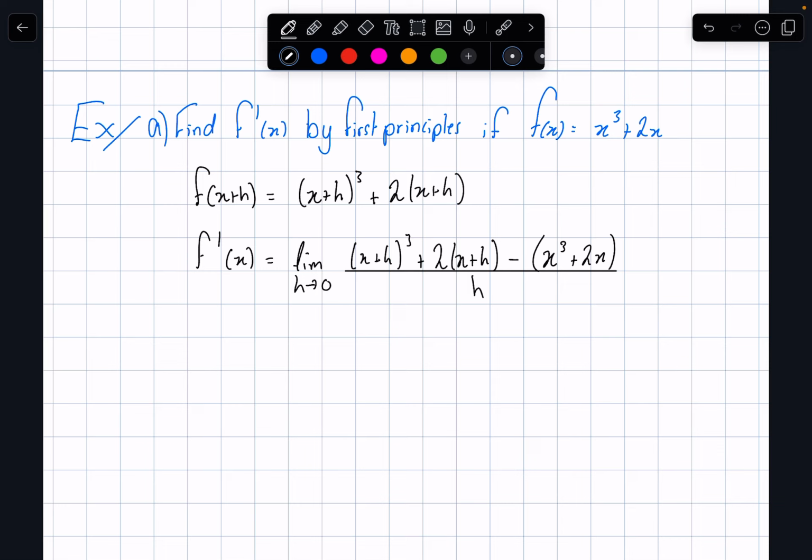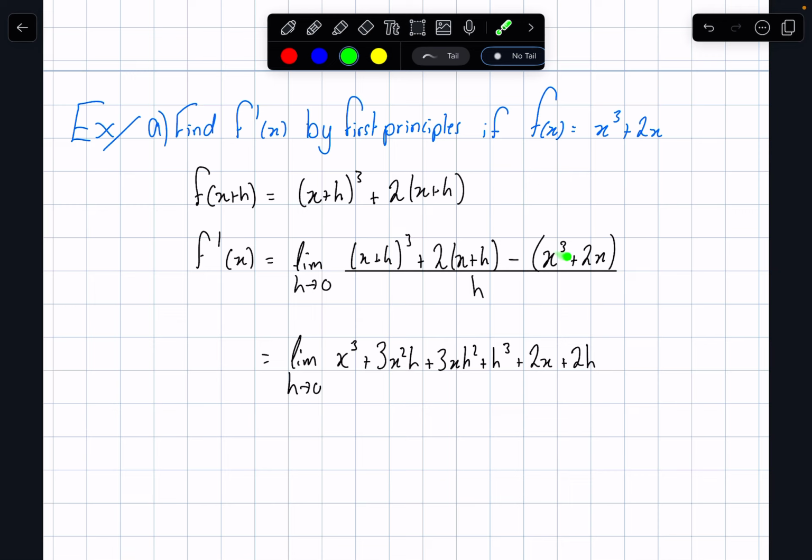So like I said before, we can't apply our limit right now, but in the top, there's a lot of expansion that we can do. So I'm going to do the binomial expansion of a cubic with my x plus h cubed term. That gives me x cubed plus 3x squared h plus 3xh squared plus h cubed. Then I'm going to expand out this bracket here, so plus 2x plus 2h. Then I'm going to apply the negative to both of these terms in this bracket, so negative x cubed minus 2x. And that is still all over h.